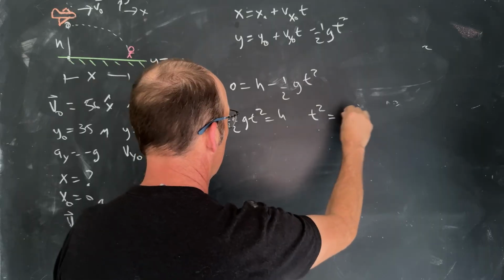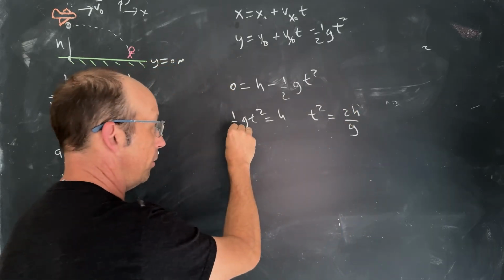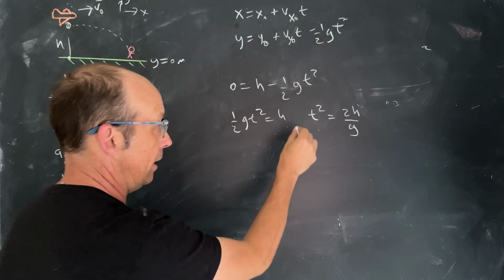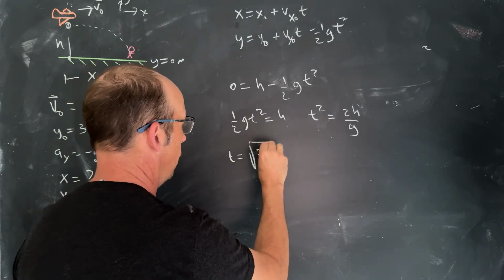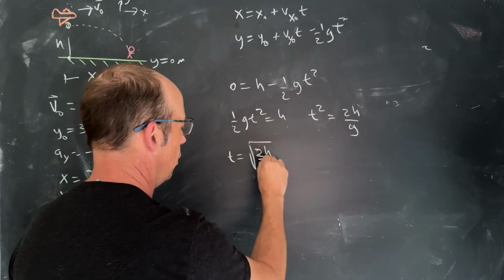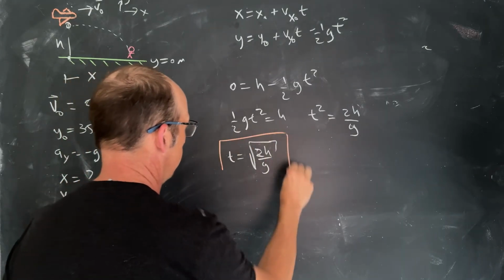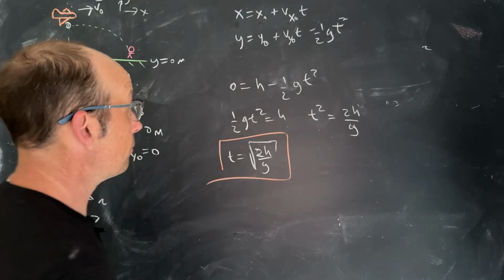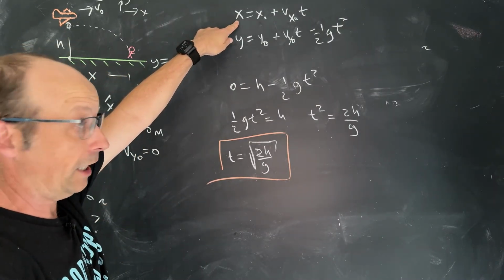T squared is going to be 2h over g. Right, I just multiply both sides by 2, divide both sides by g, and I get that. And then I take the square root of both sides and have t is the square root of 2h over g. I'm going to put a box around that. Box. Now I can go up here and find my final x position.